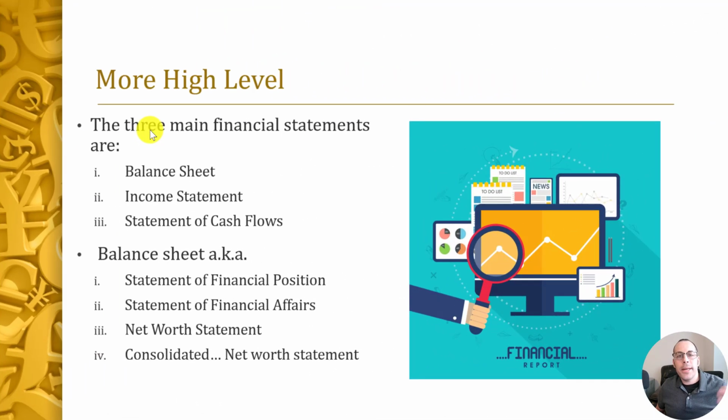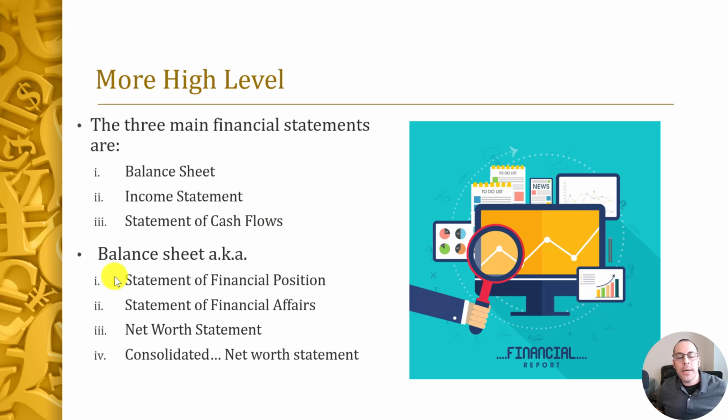The three main financial statements are the balance sheet, income statement, and statement of cash flows. The balance sheet is always a snapshot. The income statement and statement of cash flows are over a period of time. It could be over a quarter or a year.